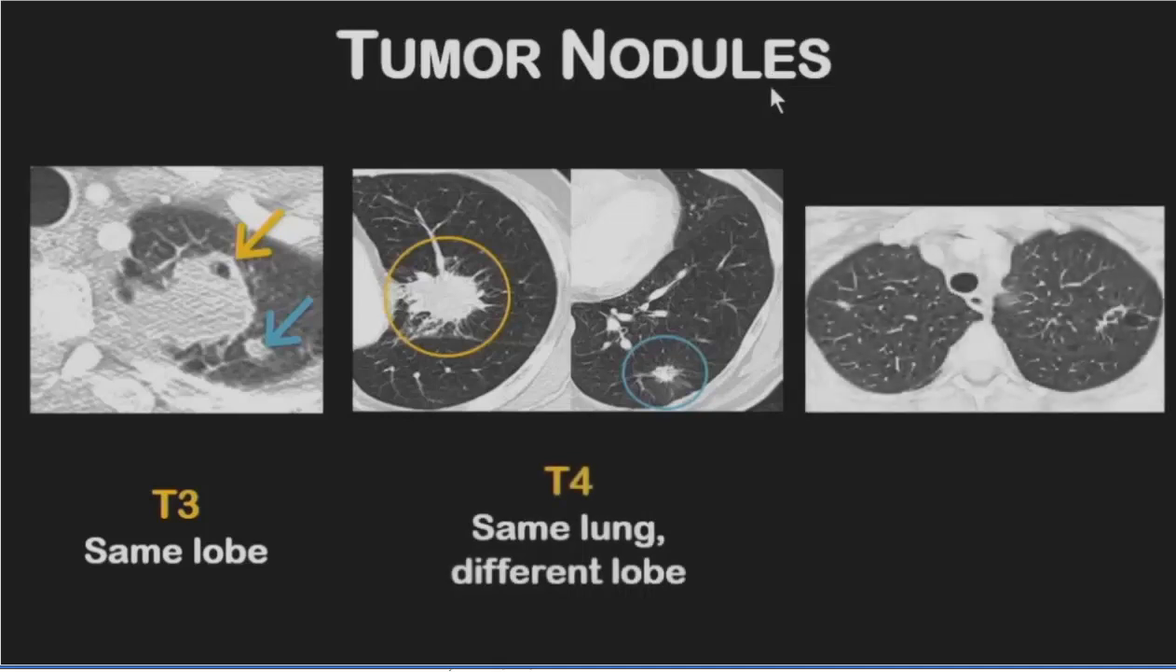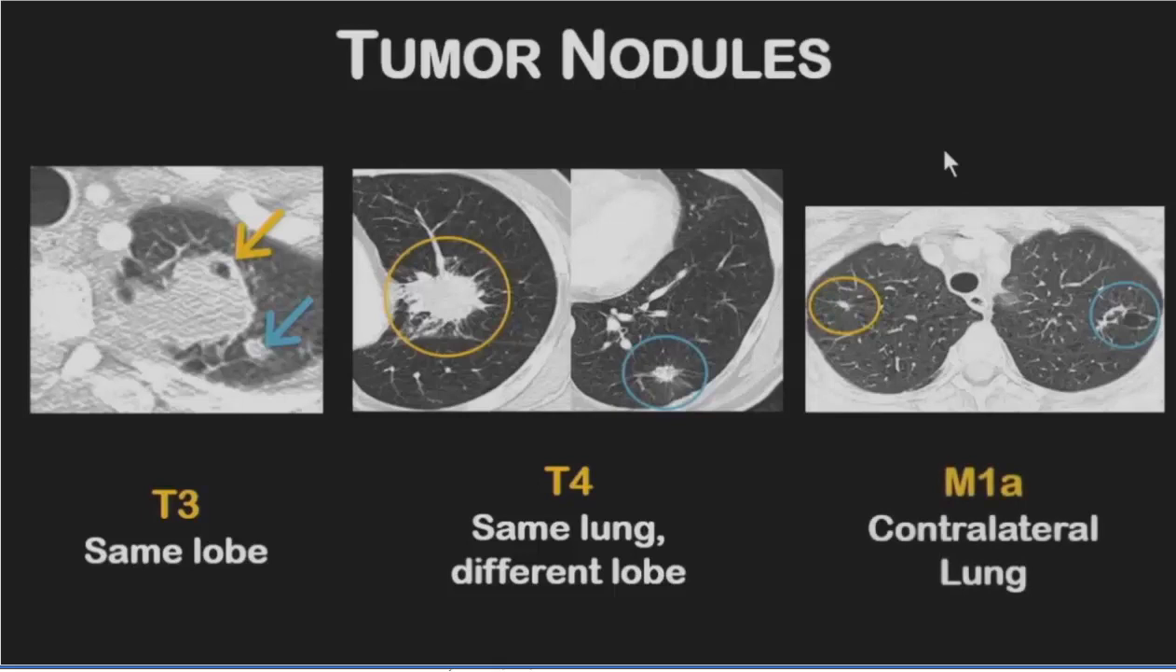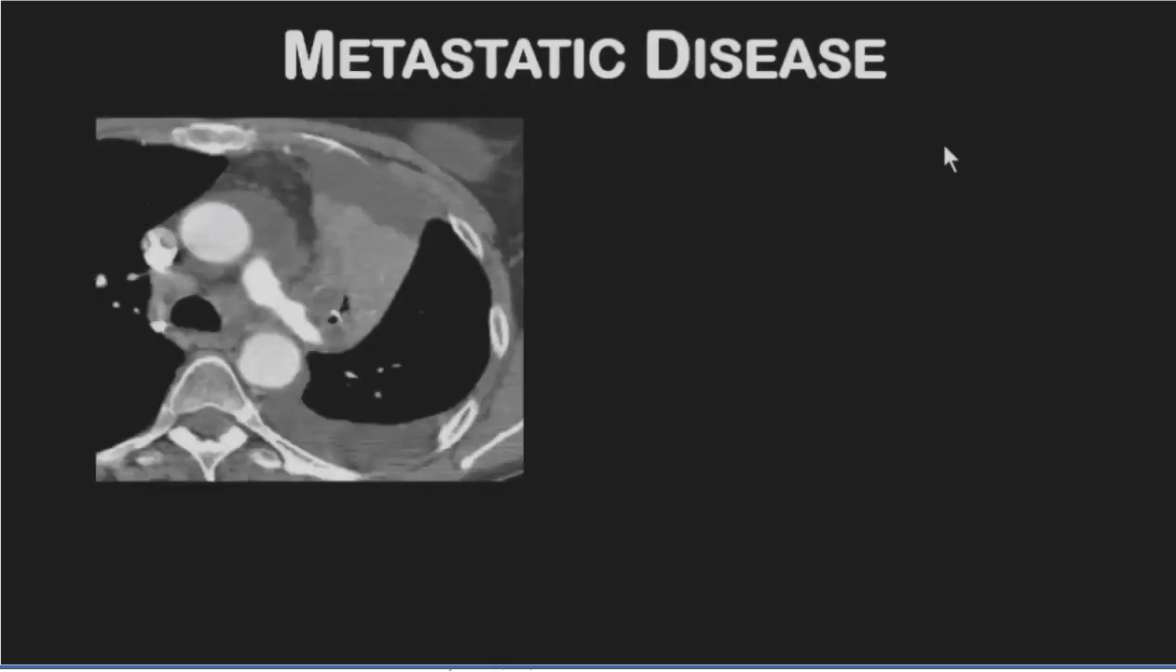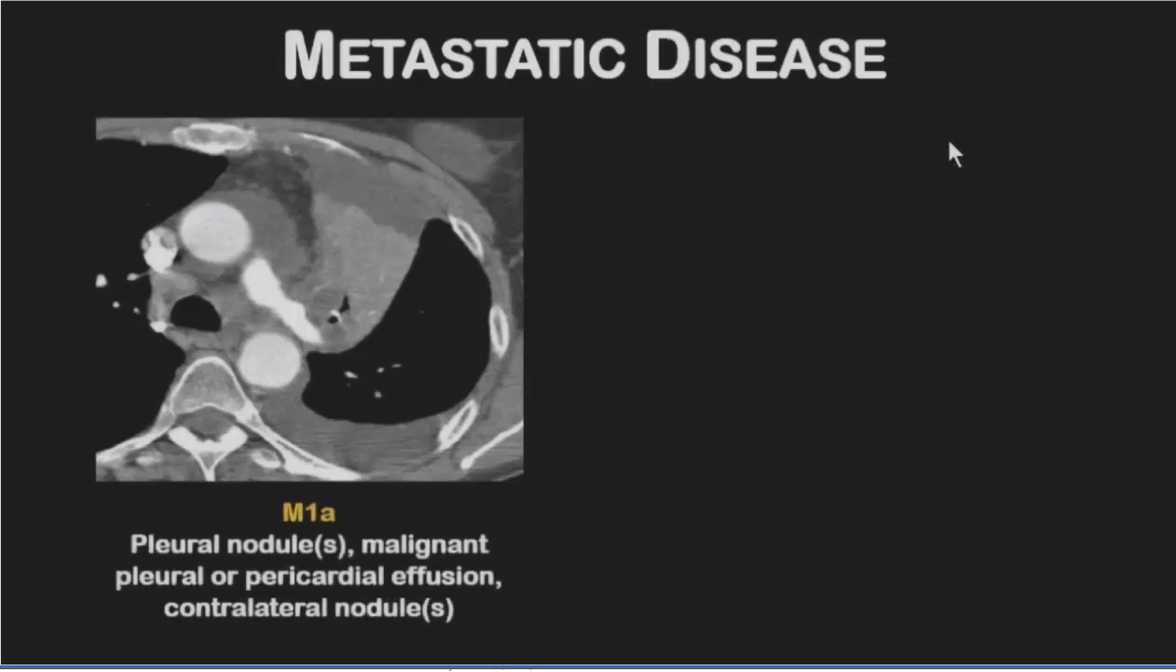Finally, we have this example of a lung cancer in the left upper lobe and a tumor nodule that is located within the contralateral lung in the right upper lobe. And this was biopsied, and this is actually the same type of tumor. So this represented metastatic disease, or M1A disease. Finally, the M descriptor was split into M1A and M1B components based on the location of metastatic disease.